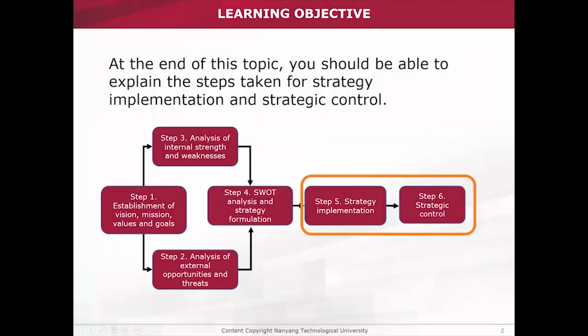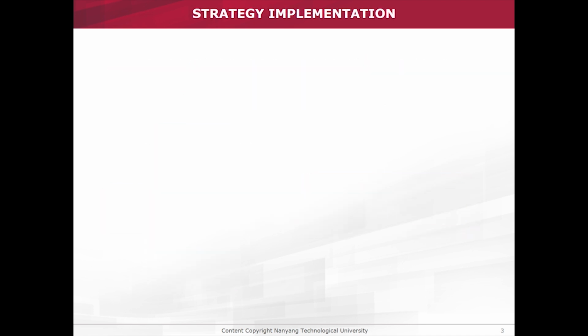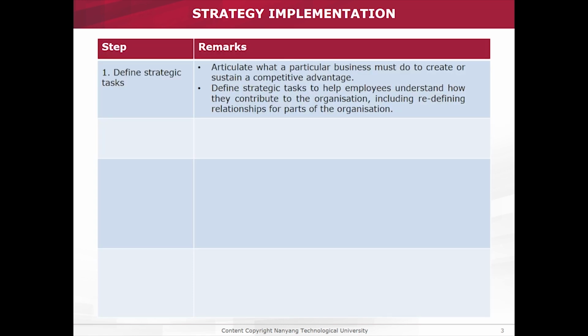This topic will address the last two steps of the strategic management process. At the end of this topic, you should be able to explain the steps taken for strategy implementation and strategic control. For strategy implementation, there are 4 steps. The first step is to define strategic tasks.